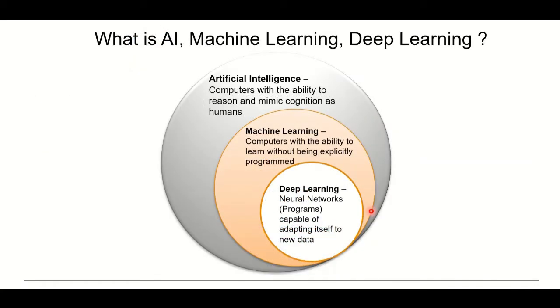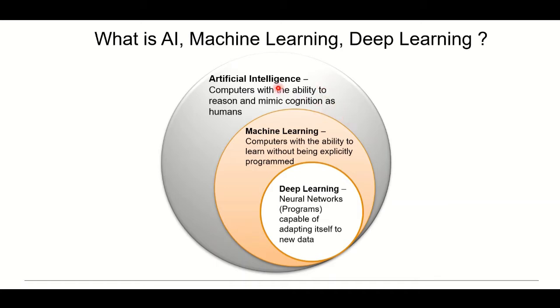So now we just saw why the hype of AI is in this era right now. This entire decade has been the decade of deep learning. But just to start with, how do AI, ML, and deep learning fall with respect to each other? So first is artificial intelligence. This is the one which we want to achieve, and it refers to computers or any machine with the ability to reason and mimic cognition as humans do.